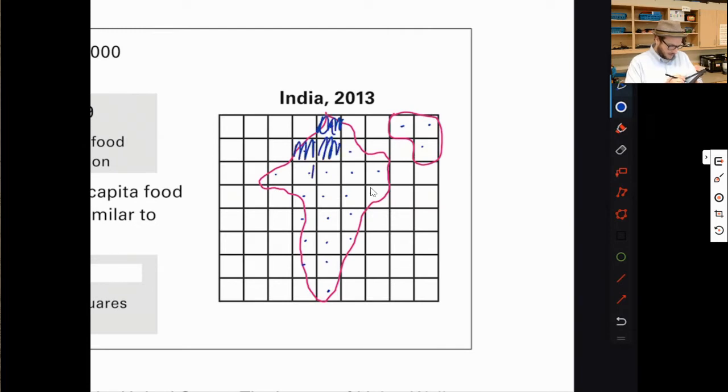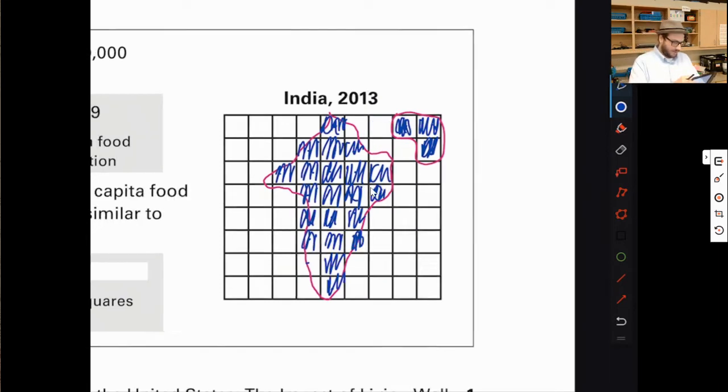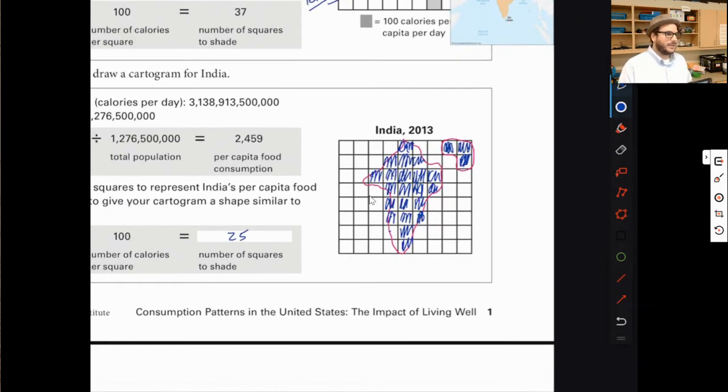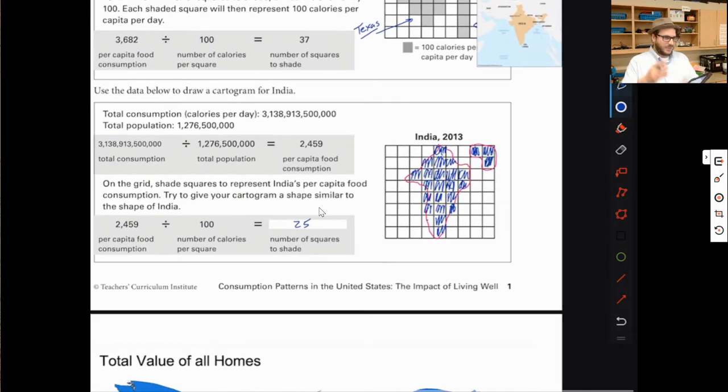It doesn't need to be perfect. It does need to be neat. This is kind of like if you've taken Mr. Guest's class where you make the little 8-bit images. It'll give us an 8-bit version of what India looks like. And it has this little part that it annexed over here. All right, so that is a cartogram, and what that represents is that each person has about 2,500 calories.